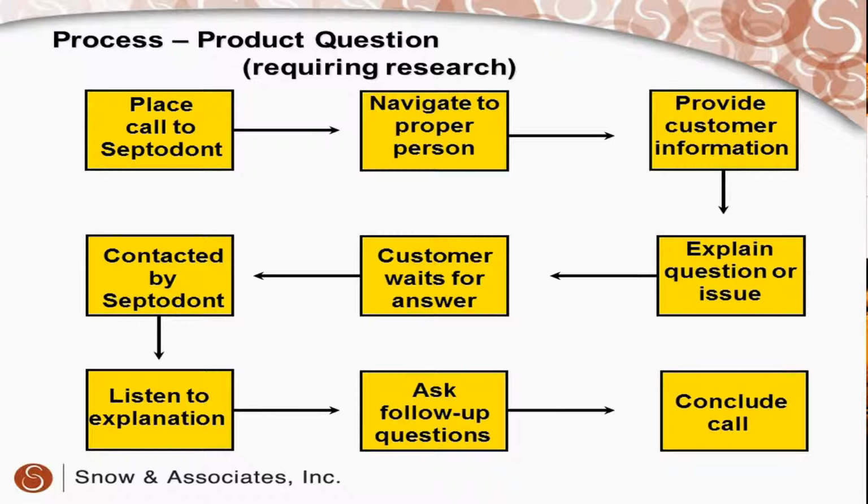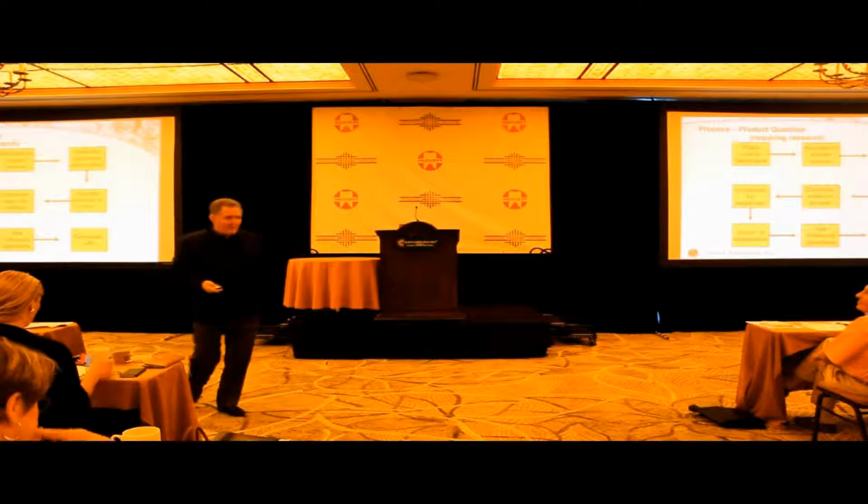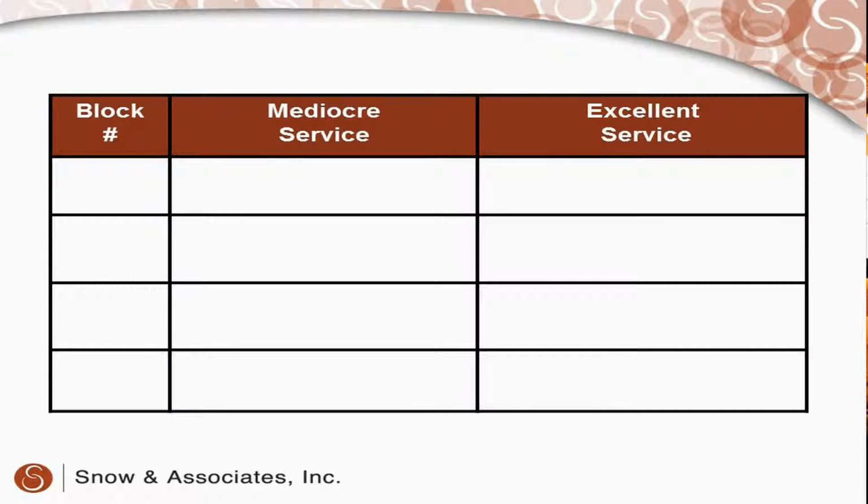And then the third step, and here is where the magic of this tool really kicks in. If you go ahead and turn to page number 3 of the handout. So we've got our service map now. For each step that you just identified, you now ask 2 very important questions. What would mediocre service look like, or average service look like at each step? And what would excellent service look like at each step?